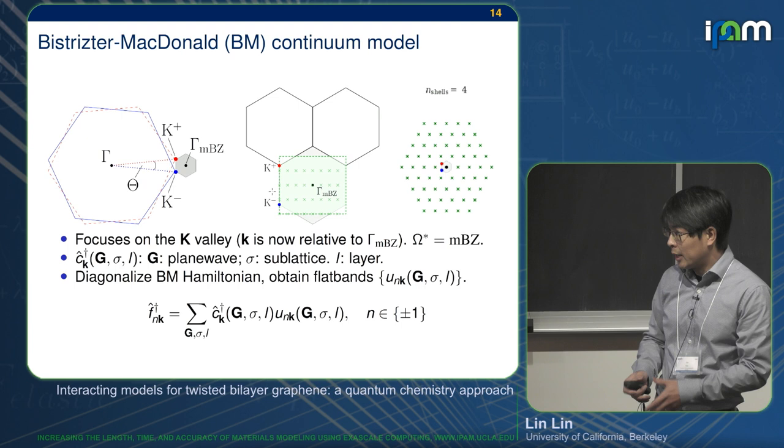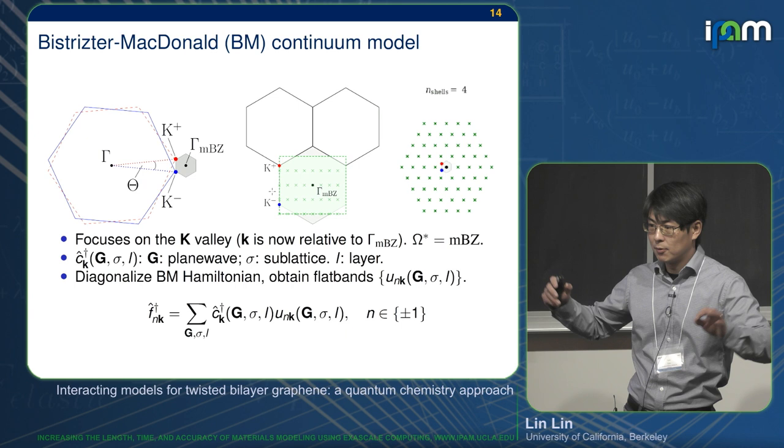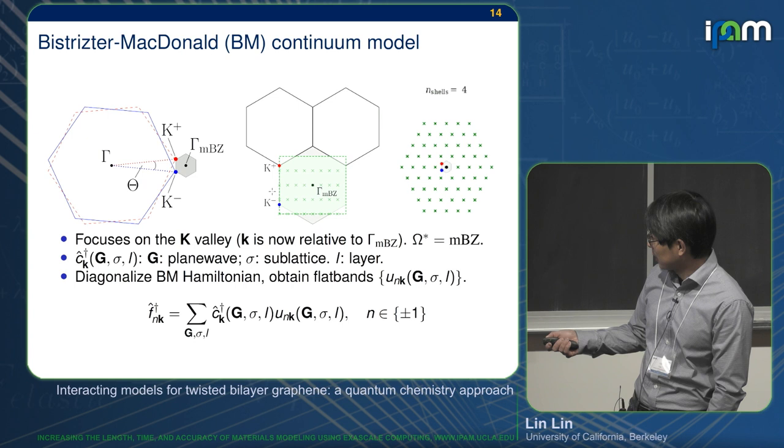Then you diagonalize the so-called BM Hamiltonian, obtain the flat bands I mentioned before, and then you do a rotation of the primitive basis and get this so-called F dagger NK, which is a linear combination of the creation operators of the plane wave basis using the flat band wave functions. Here N just goes plus minus one, indicating the two flat bands per K.